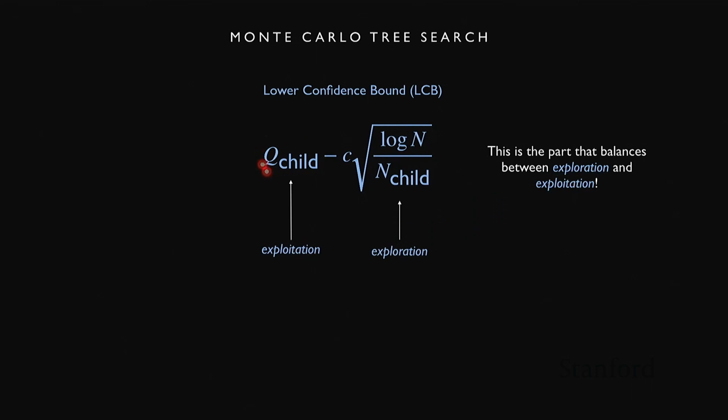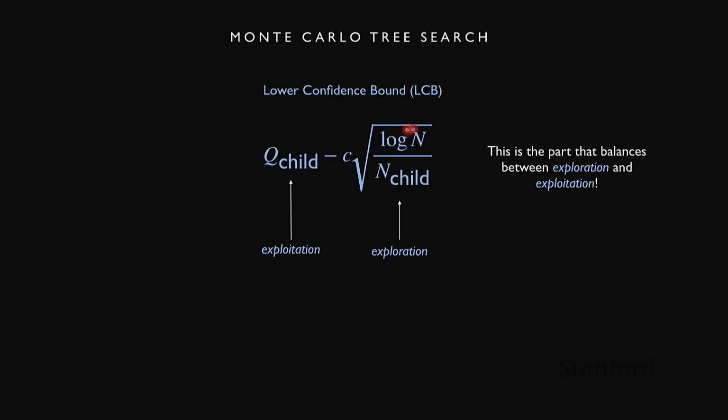The first thing is this Q child. So that's exploitation. So we're going to end up picking the lowest one. So we want this value to be low if we want to pick the child. And so this exploitation is, well, if the Q is already low, then it might be a good idea to go there because we know that that's probably a promising path.